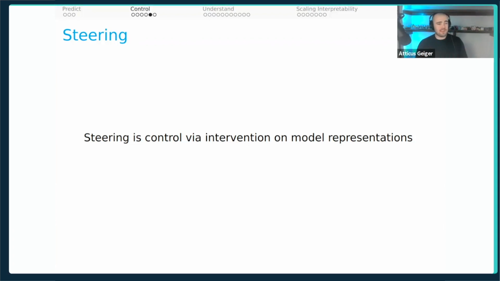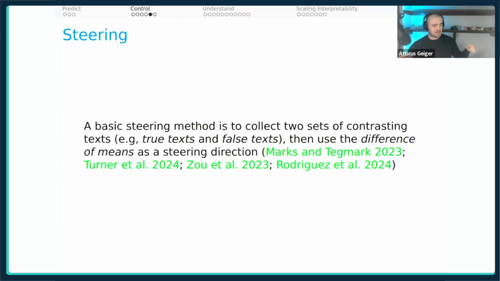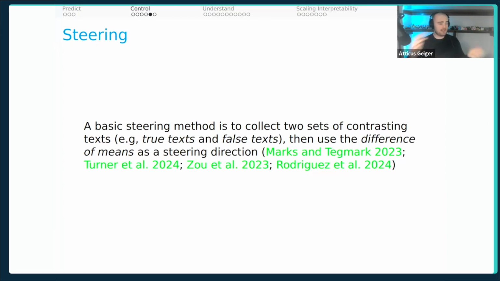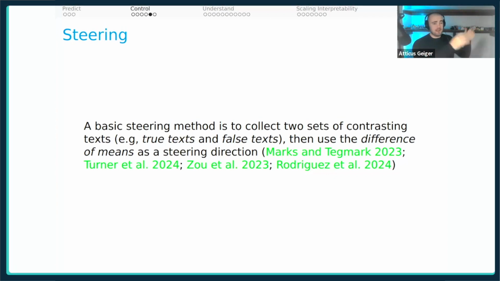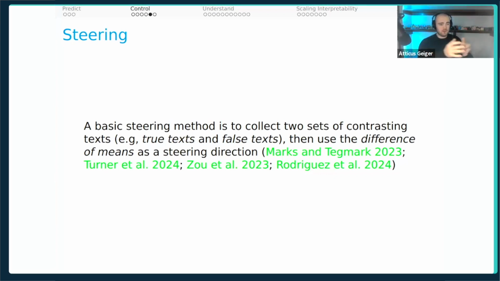But I think the question is, when is this actually the best way for interacting with a model? Here's a basic method for steering that I just described that could solve the task of having positive sentiment about weddings. So you have a bunch of text that expresses positive sentiment about weddings and a bunch of text that expresses negative sentiment about weddings. Then you take some vector representation created by the model on all of those different inputs.